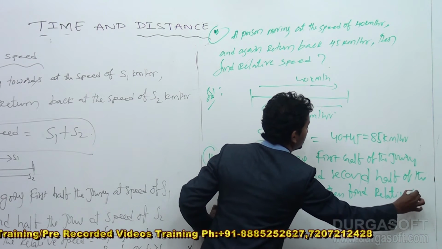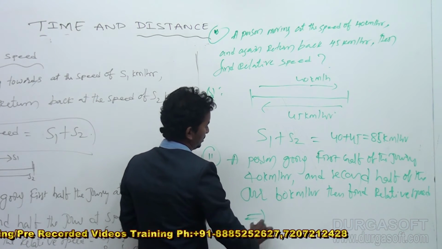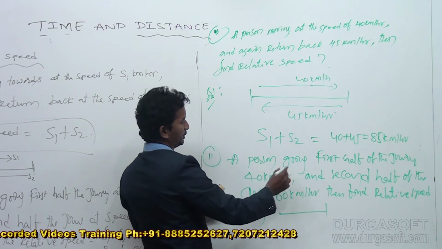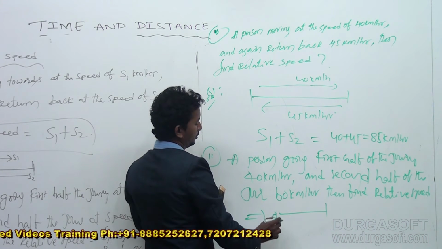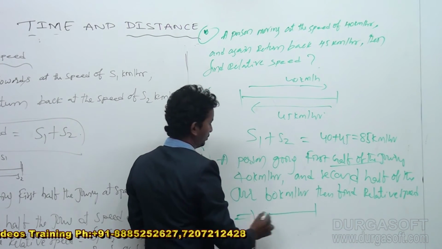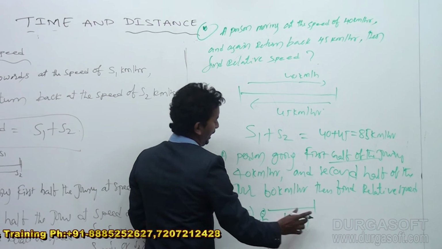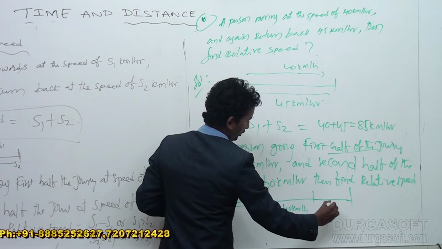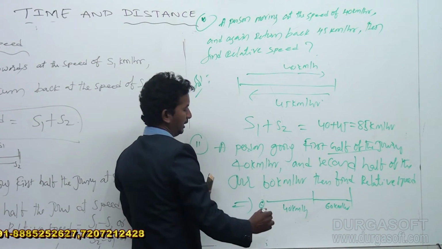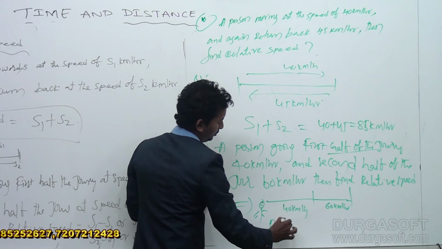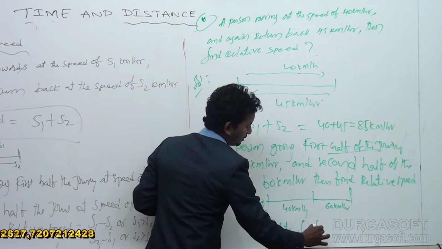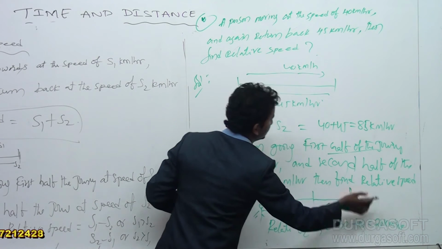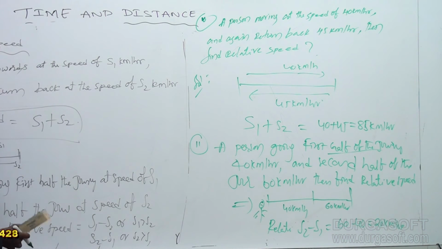Then the relative speed is equal to, so one is moving in the first half, this is the starting point, the first person is here. So the first person goes half of the journey at 40 km/h, and again in the second half the speed is 60 km/h. Then what is the relative speed? The relative speed is S2 minus S1. Shall I calculate, 60 minus 40 is 20 km/h. So this is how to find all of these relative speeds.